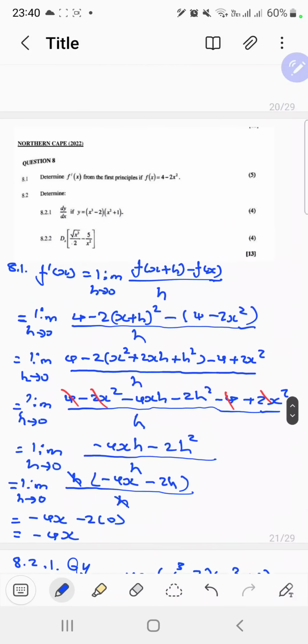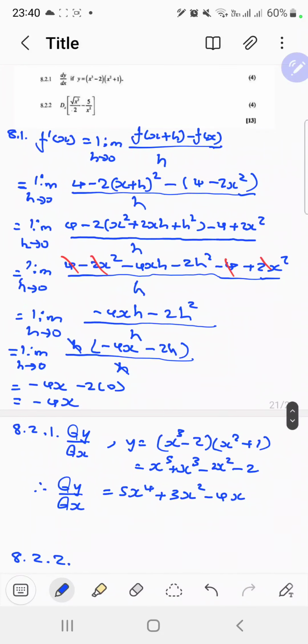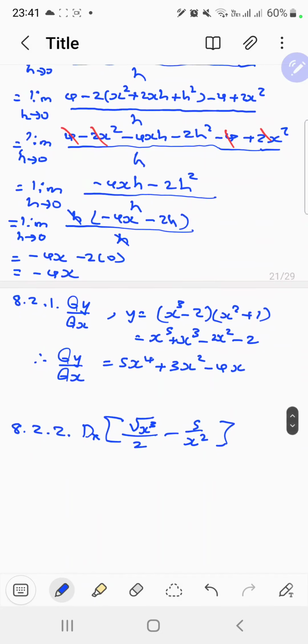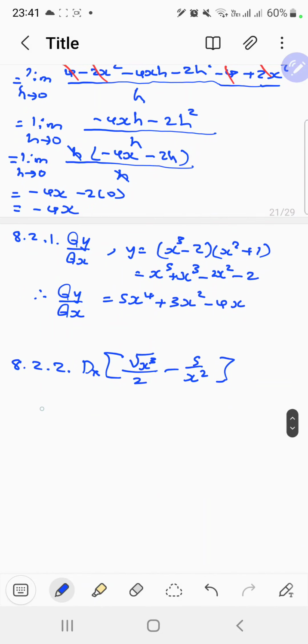8.2.2. The next one is that expression over there. So we want to find the derivative in terms of x. It's just another notation of expressing it. This is the square root of x cubed over 2 minus 5 over x squared, okay? Not a problem. So let's sort this out.